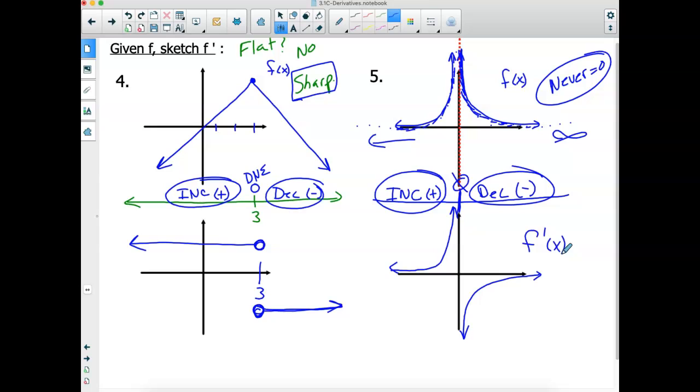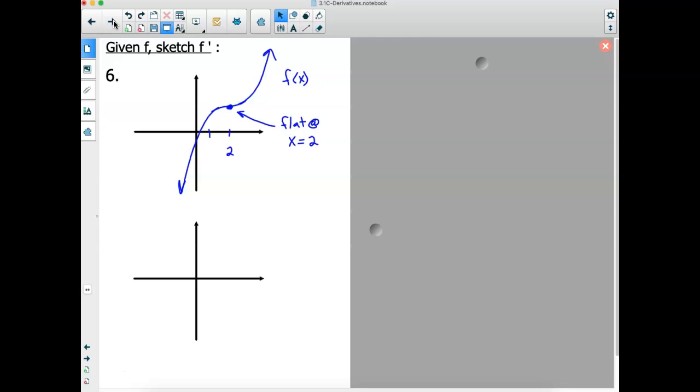And check it out. I can still throw this guy in the middle because my derivative still does not exist at 0. Woo! Kind of cool. A couple more yet, and then we're almost done.